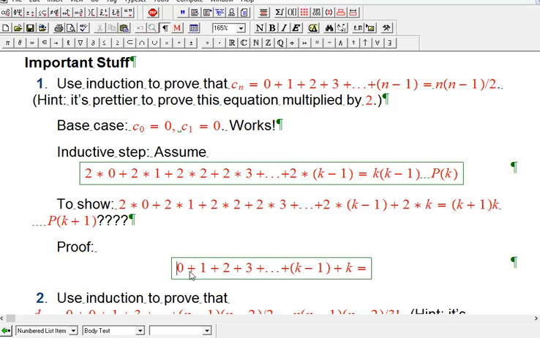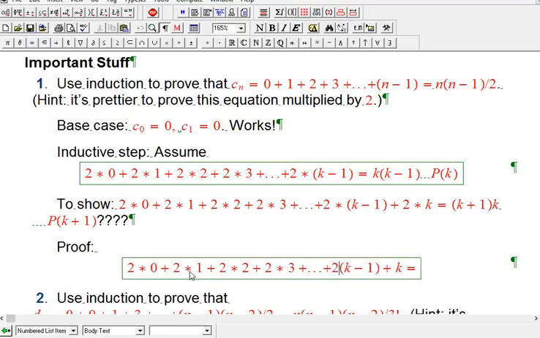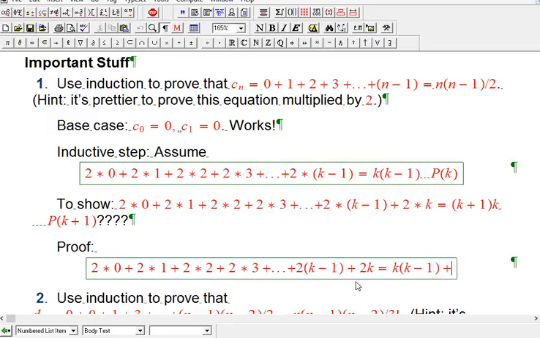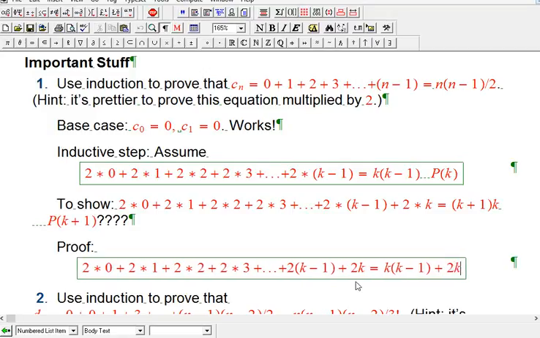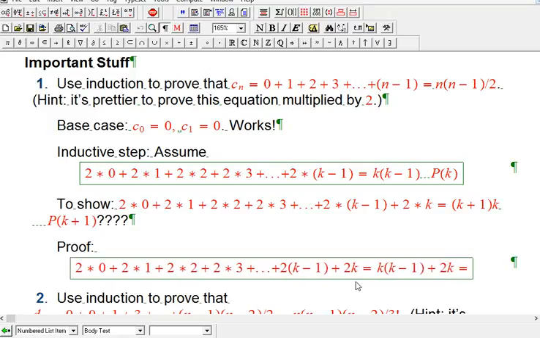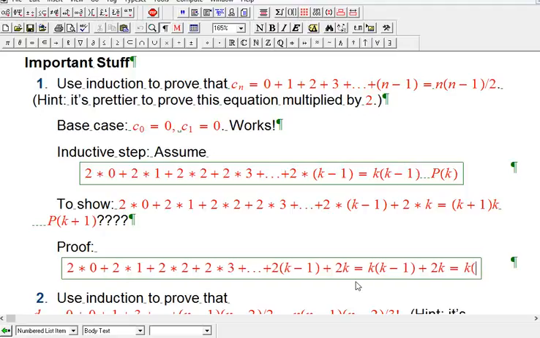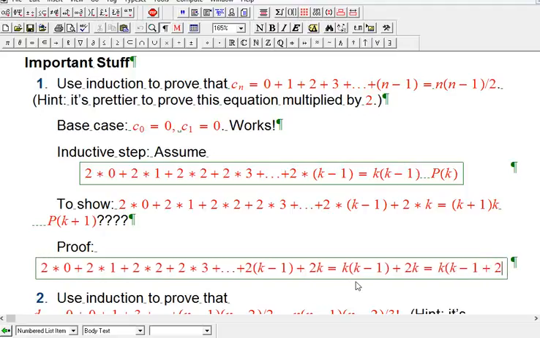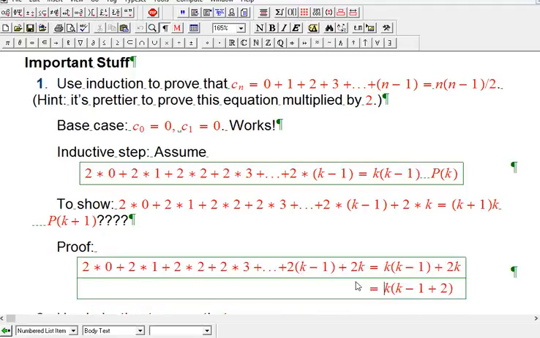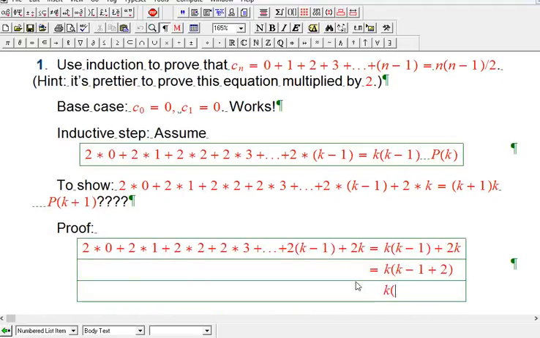Okay, so now let's modify this one. I don't really need a star there, do I? Not really. Okay, so now this is exactly what we had before. That's k times k minus 1, but then plus 2k. Wow, that's easy, because look at what happens. It's got a common factor of k, and then k minus 1 plus 2. Oh yeah, you bet. Let me make that on a different line. And that's k times k plus 1. That's it.